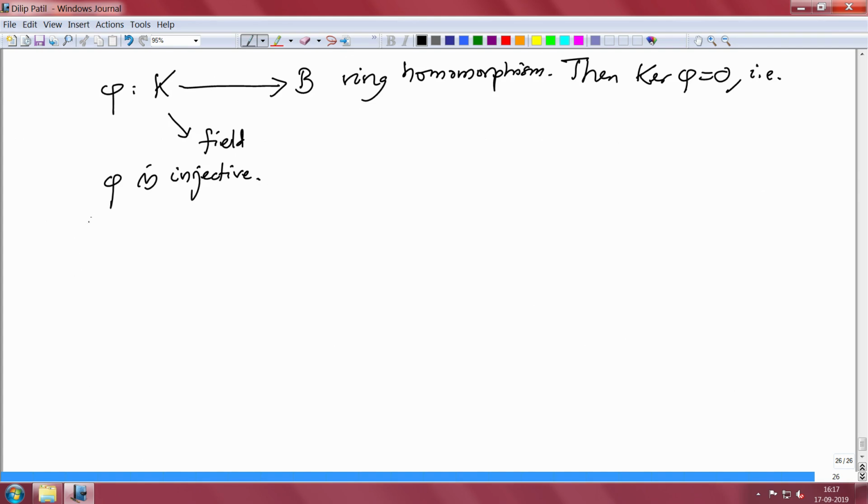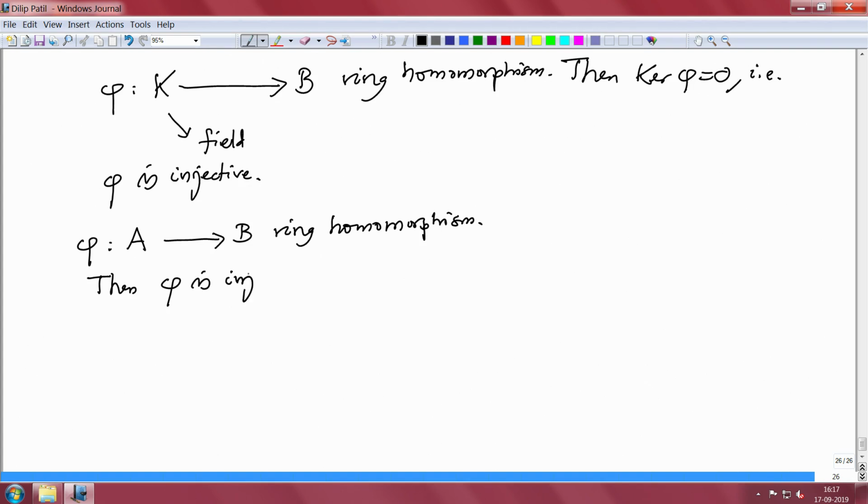More generally, I should have noted that if I have a ring homomorphism from A to B, then phi is injective if and only if the kernel of phi is the ideal 0. So, let us write a short proof.